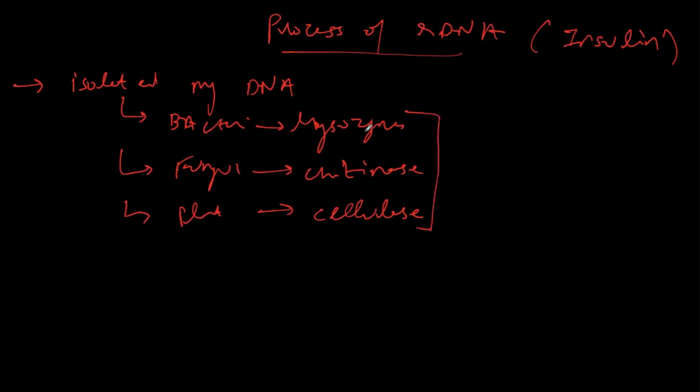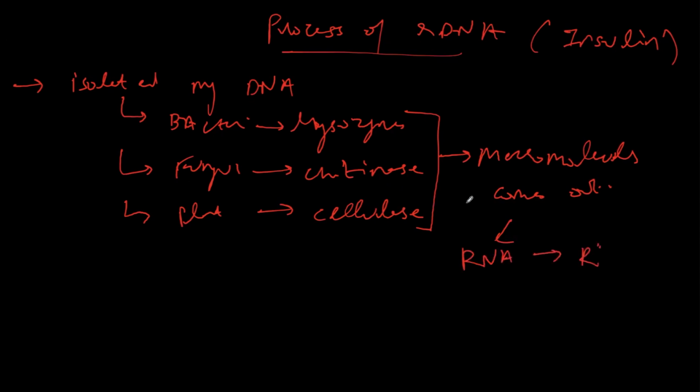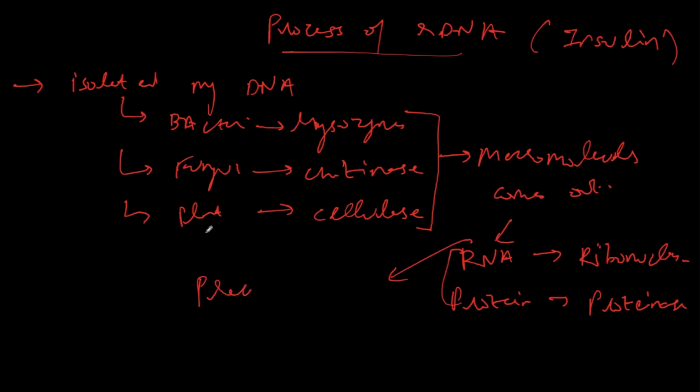After the isolation of the DNA, after breaking the cell wall, all the macromolecules will come out. There is RNA, DNA, protein, etc. Once these macromolecules come out, we can remove them, such as RNA, by treating with ribonuclease, and the protein with proteinase. Once this is degraded, we can precipitate DNA with chilled ethanol. After this, we have already isolated our DNA.